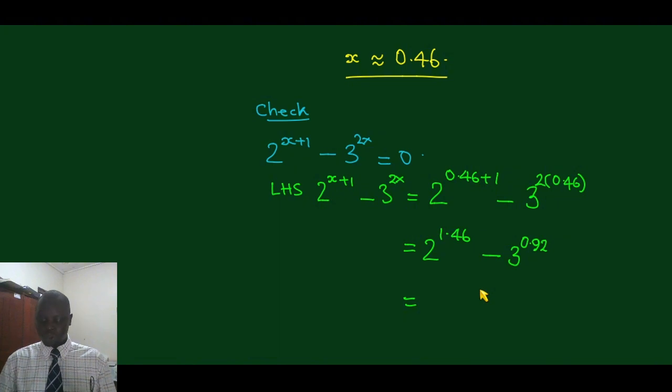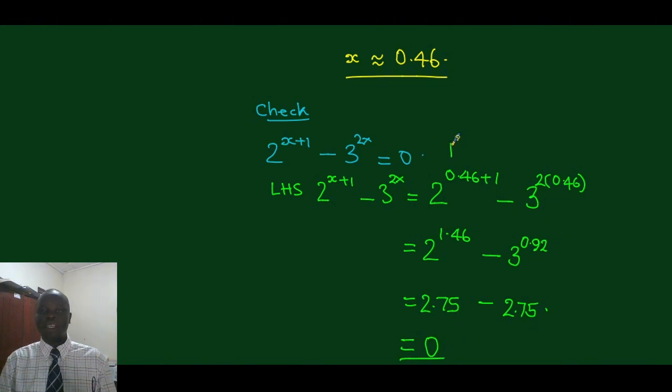Then again, let's simplify using a calculator. Now if you raise 2 to the power of 1.46, what do you get? You get, to 2 decimal places, 2.75, minus, so also let's raise 3 to the power of 0.92. We get 2.7475, and to 2 decimal places that is the same as 2.75. So when you subtract these numbers, you get your 0.